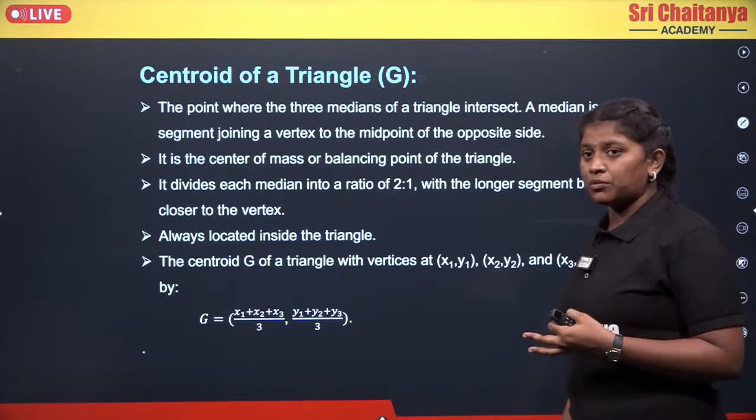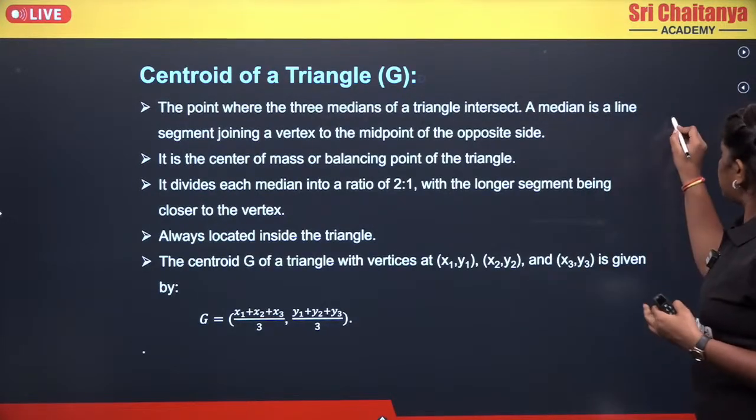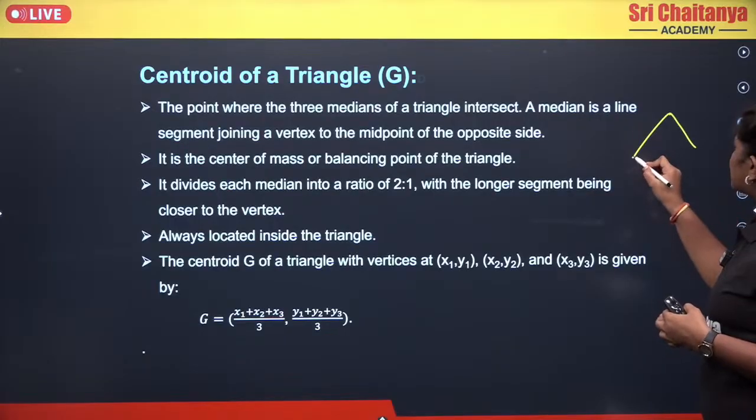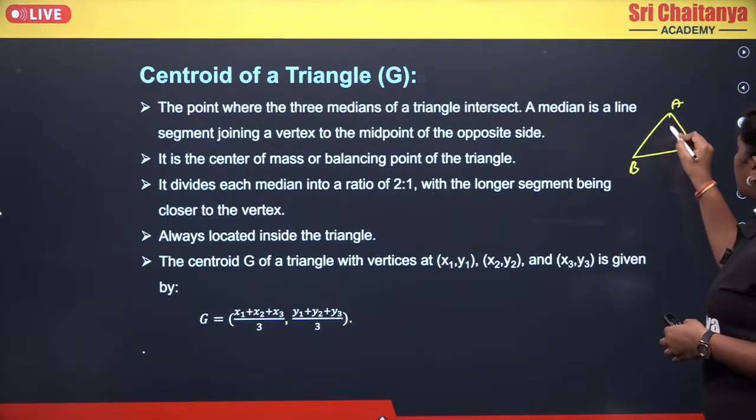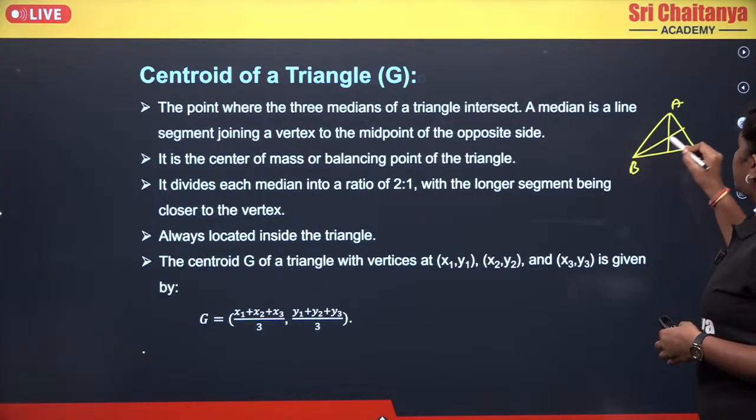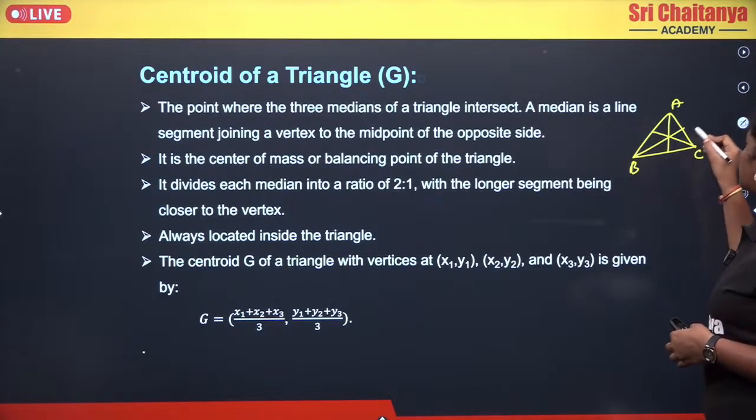Centroid of your triangle. So what does centroid mean? Centroid is nothing but, just consider that you have your triangle A, B, C. Okay, now AD, BE and CF, these three are the medians.